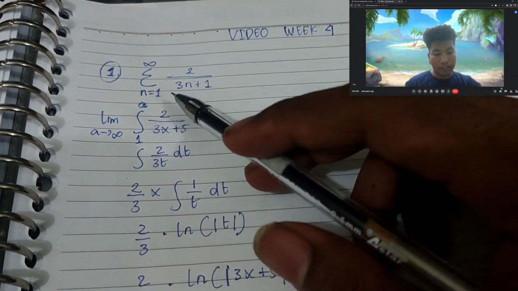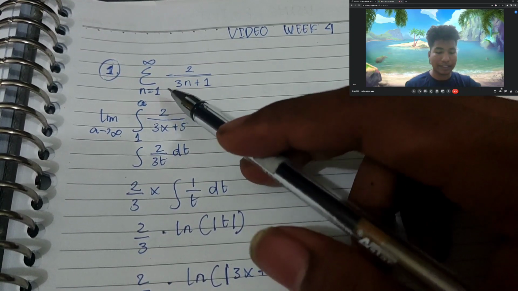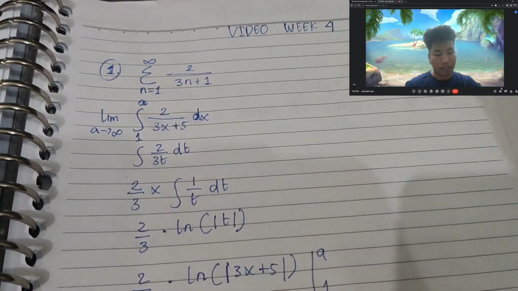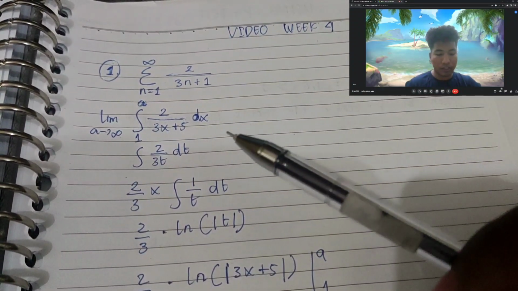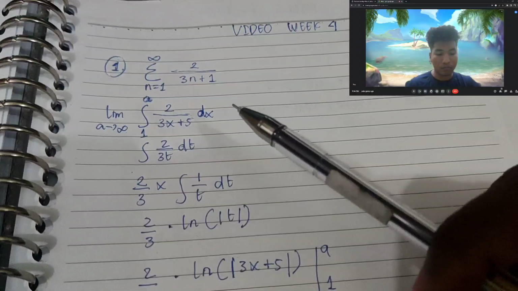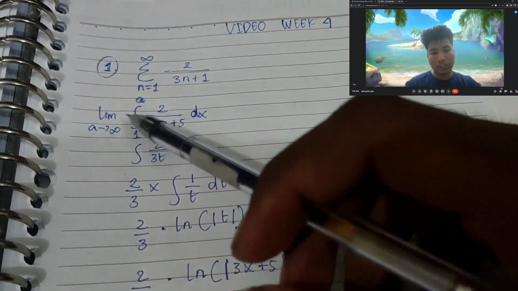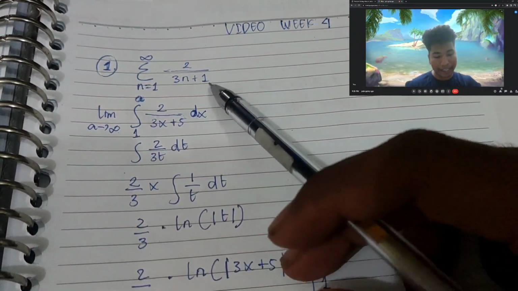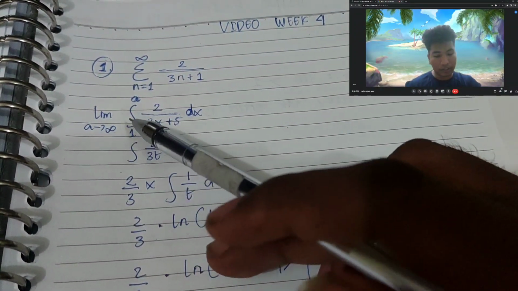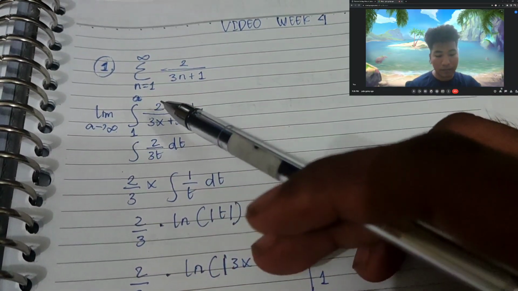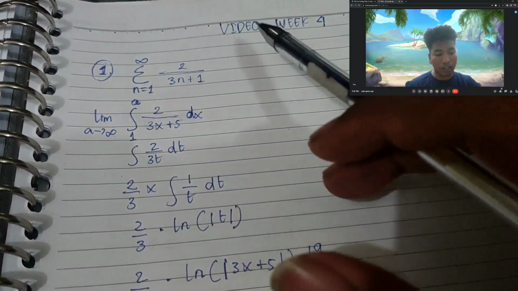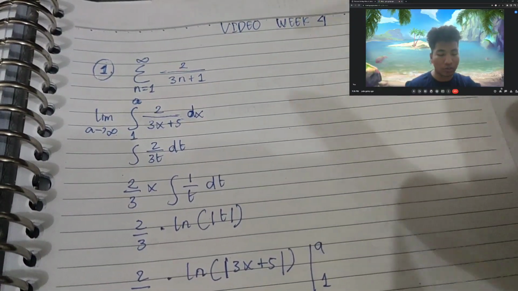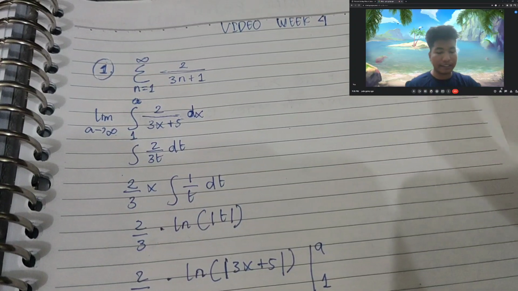So we have a series that starts from 1 until infinity, 2 over 3n plus 1. First we make it into integral form, then we replace infinity with whatever letter we want. I choose a, therefore I start with the limit as a goes to infinity, integral from 1 until a, of 2 over 3x plus 5 dx. The n I choose as x, and dn as dx.